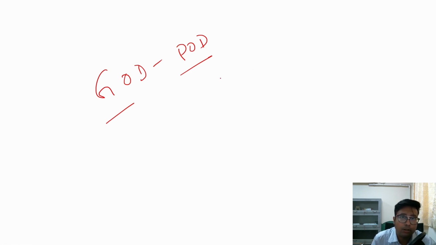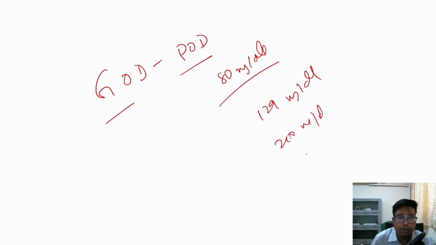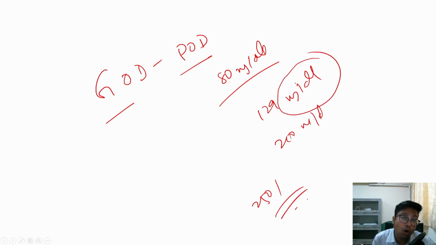So you might have got a blood glucose value of 80 mg per dl, or it may be 129 mg per dl, or it may be 200 mg per dl, 250, 300, it may be anything. Very important, that is the unit, milligram per deciliter. You should always tell the unit. That is the first point the examiner will notice. If you don't say the unit, if you just say I have got 80, I have got 100, 150, that is a big red flag. They will deduct marks, right?